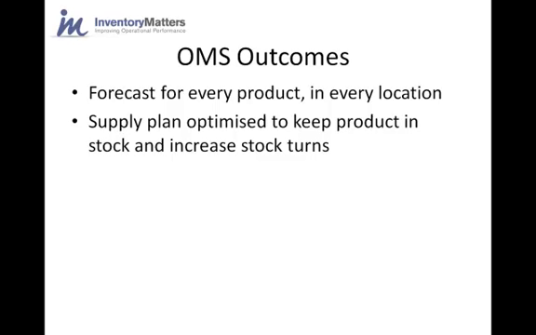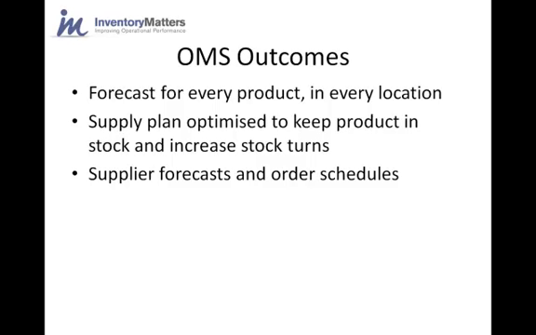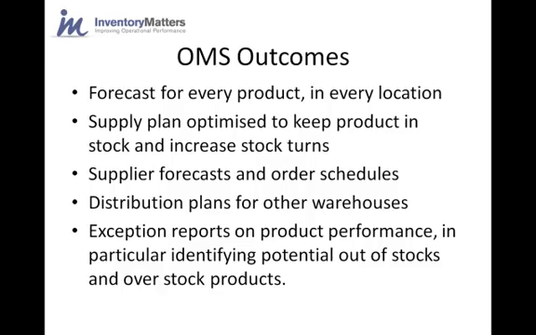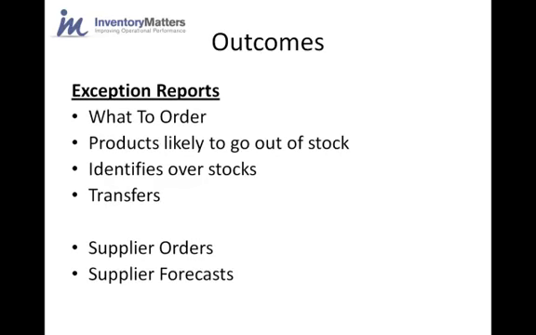In summary, OMS can produce a forecast for every product. It can aggregate that forecast into an aggregated demand plan. It can convert the demand into a supply plan based on what stock is on order or on hand, and develops a detailed supplier forecast providing information on quantities, volumes, and cost of product to be ordered or forecasted. The system can also provide distribution plans for the control and transfer of product to other warehouses. OMS is able to prioritize actions for users by producing a large array of exception reports.